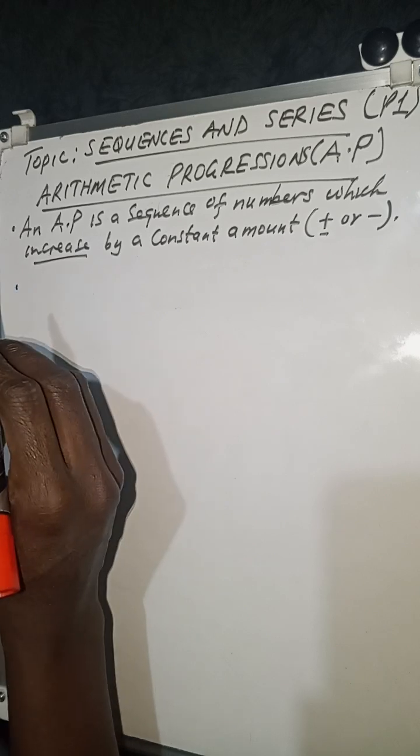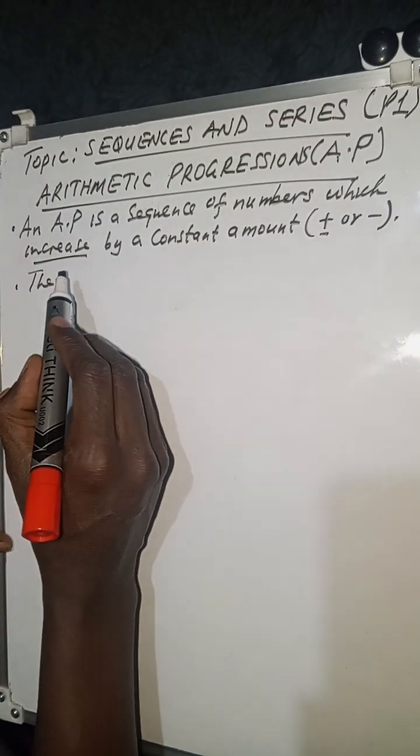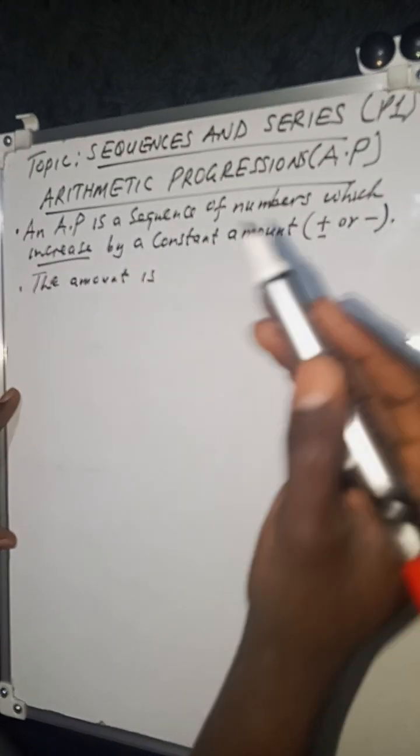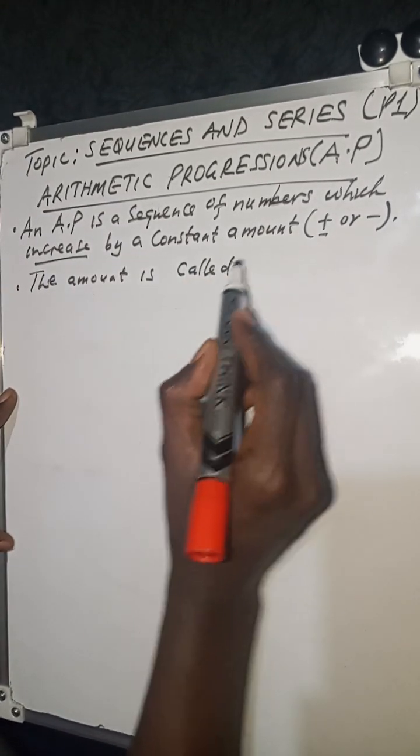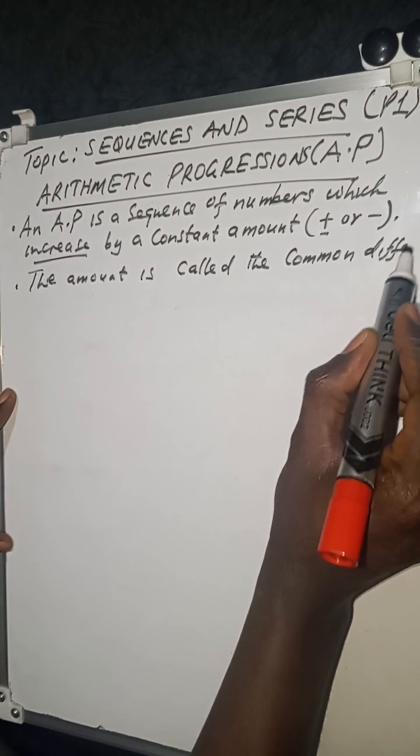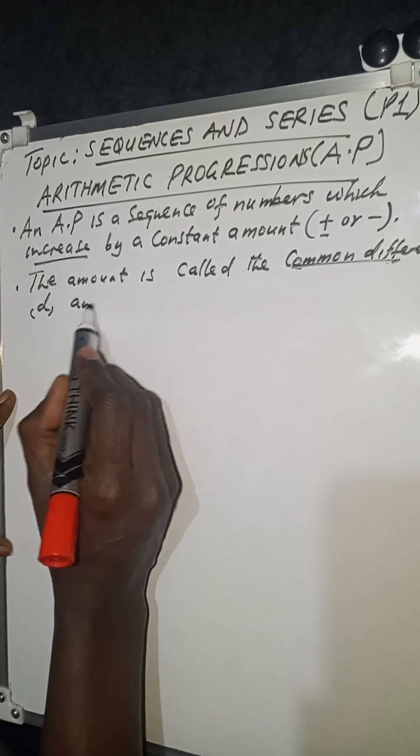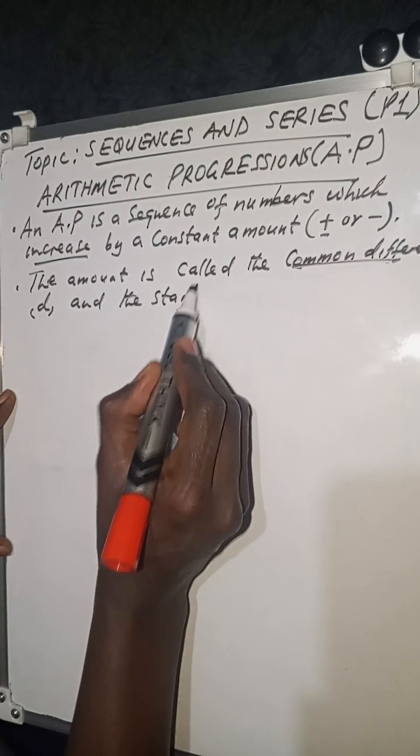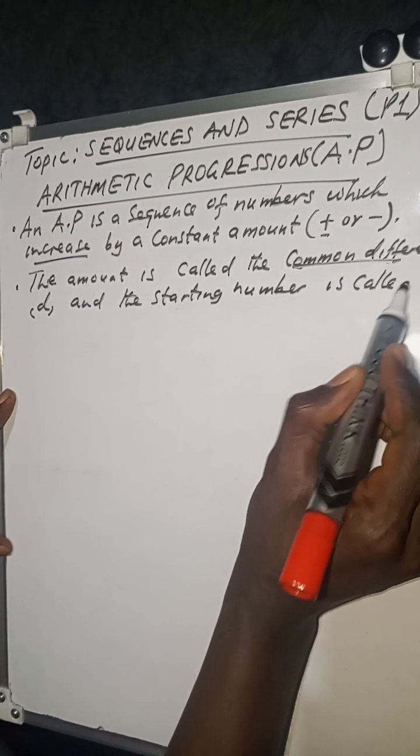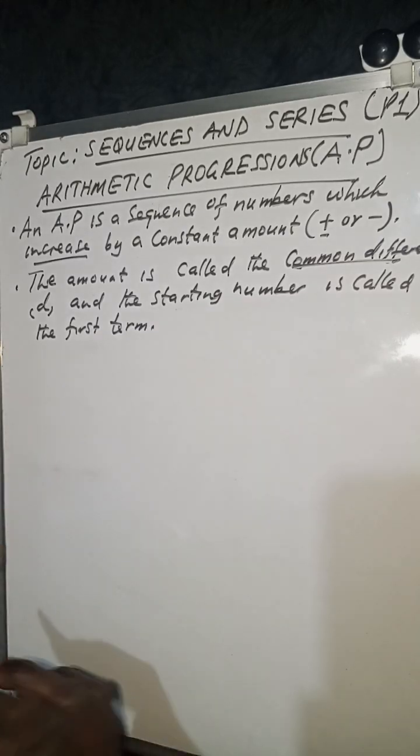The amount by which they increase is called the common difference, which we are going to be abbreviating as D, and the starting number is called the first term. That is what you need to remember.